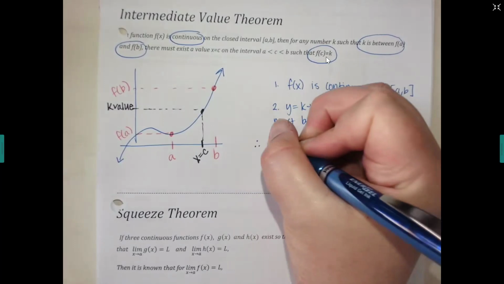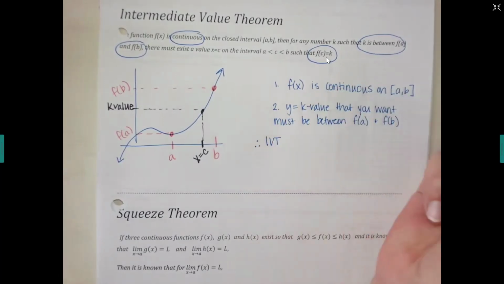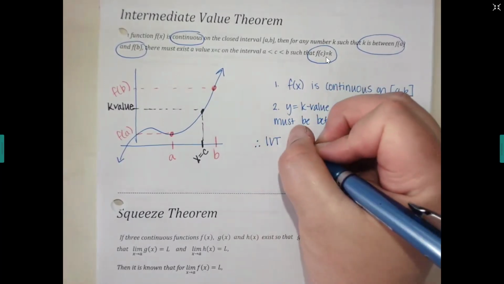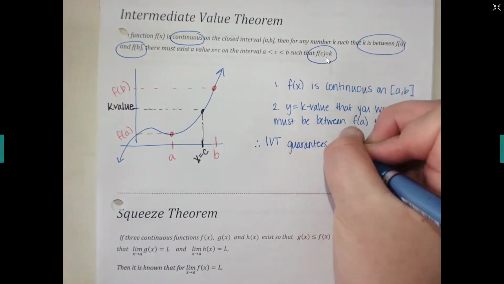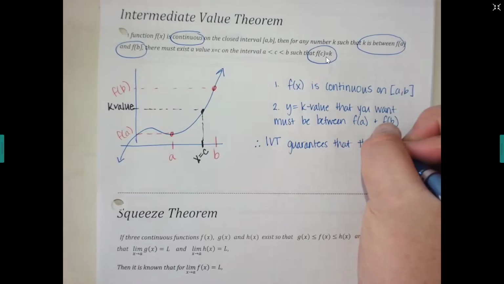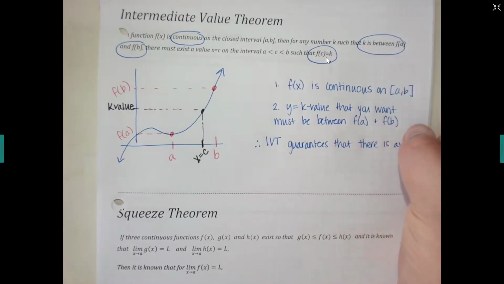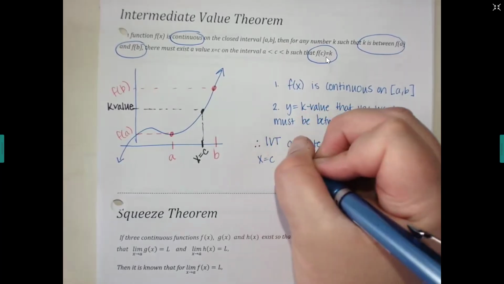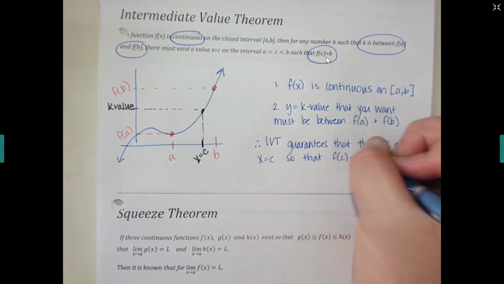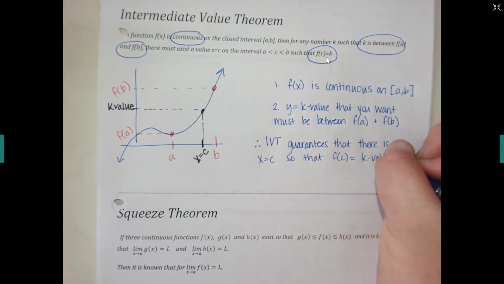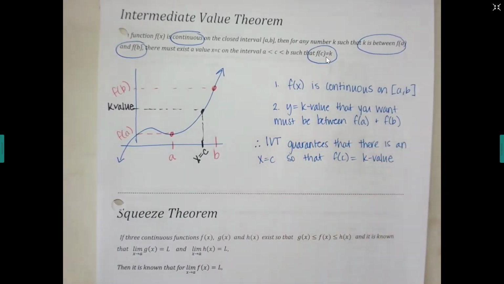Therefore, IVT, that's intermediate value theorem, guarantees that there is an x so that f of c is equal to that special K value. So IVT promises that there's going to be some x that goes with that y.